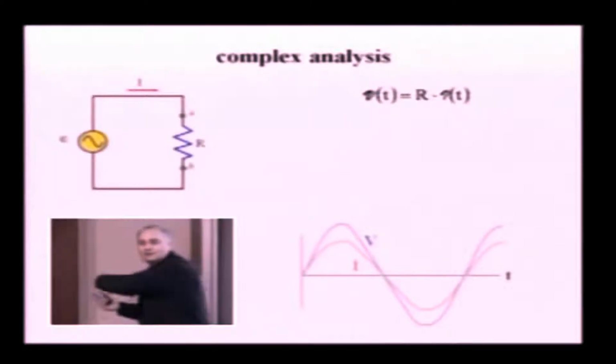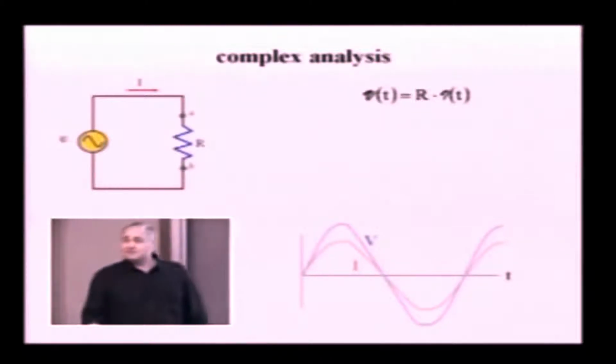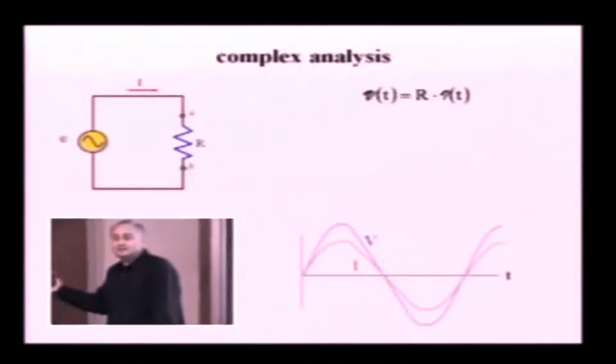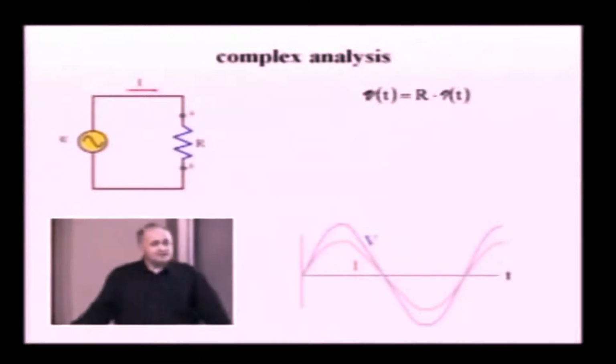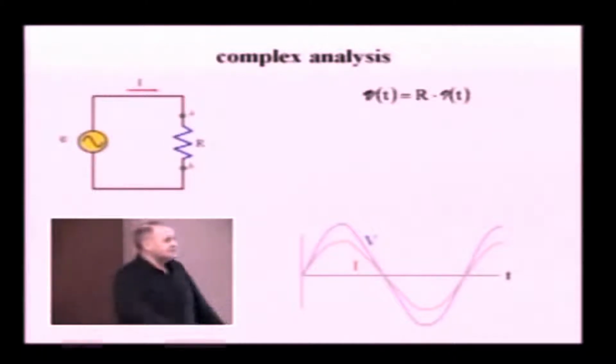Alright, let's go all over. So the root mean square value of the voltage and the root mean square value of the current are related by impedance, correct. The peak value of the voltage and the peak value of the current are related by impedance.